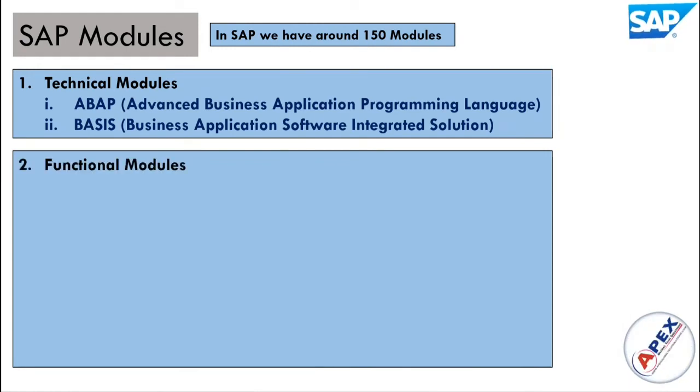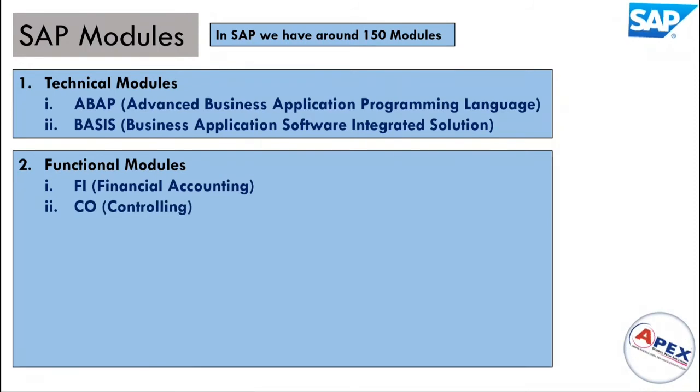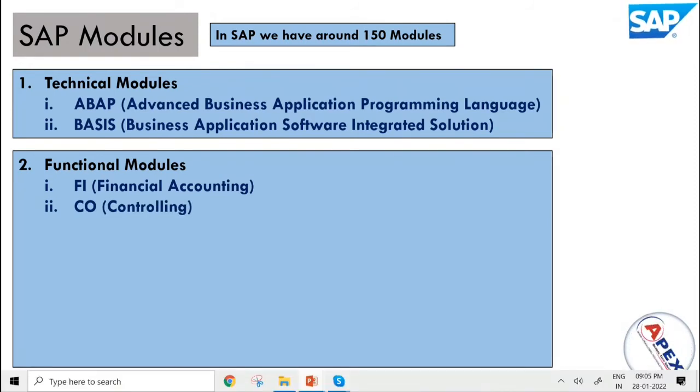We have several functional modules like FI, that is financial accounting. Whatever financial activities are done has to be done by the finance module, the FI module. Then the controlling module, which is a combination of finance and controlling. They will control the finance-related activities and inventory-related activities. That is also an important module. Next we have material management, which is used to manage the material.